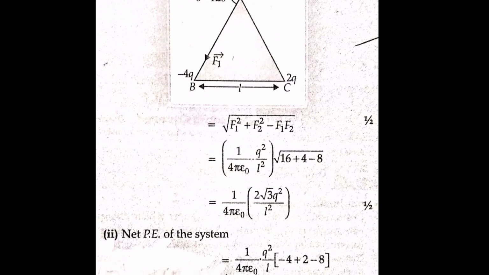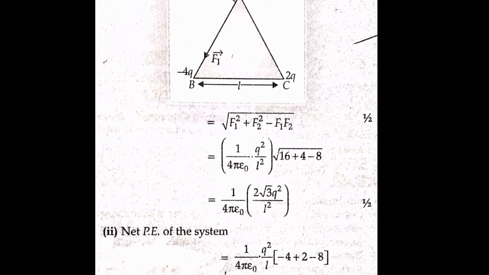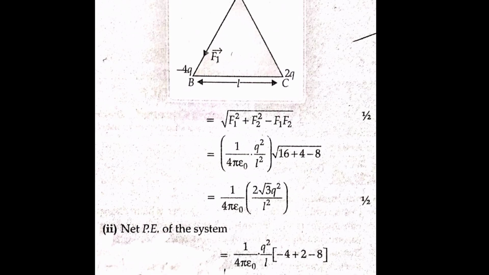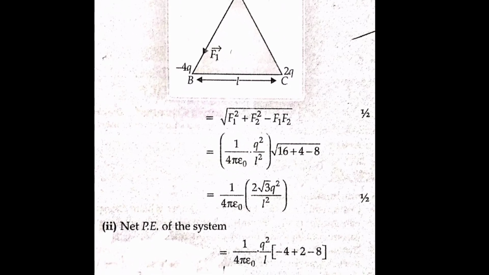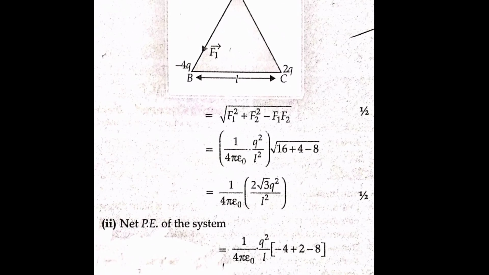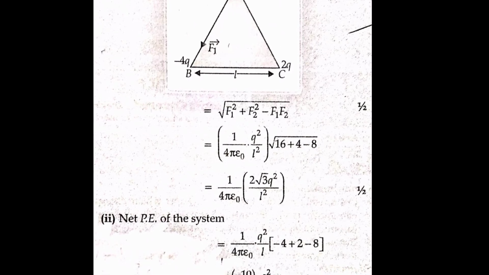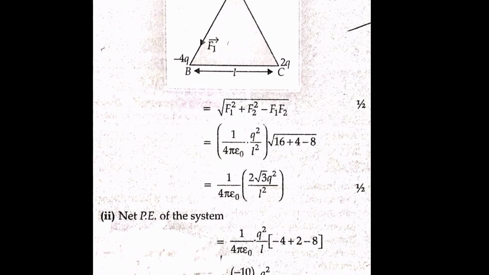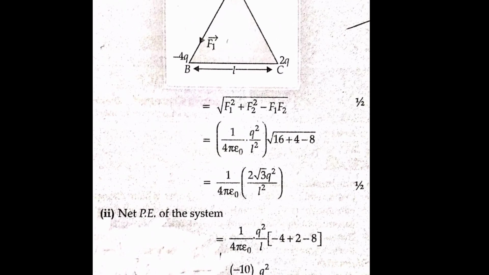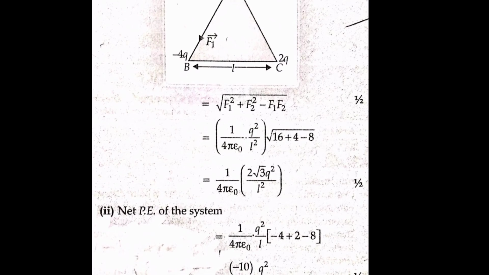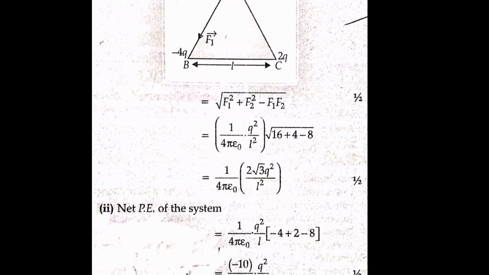That is, U will be equal to U12 plus U23 plus U13, or we can say that U is equal to 1 by 4 pi epsilon 0, then Q1 Q2 by R12 plus Q2 Q3 by R23 plus Q1 Q3 by R13. That equation we have already discussed, right? It is the potential energy of a system of 3 charges, right? So that equation we have to apply here.